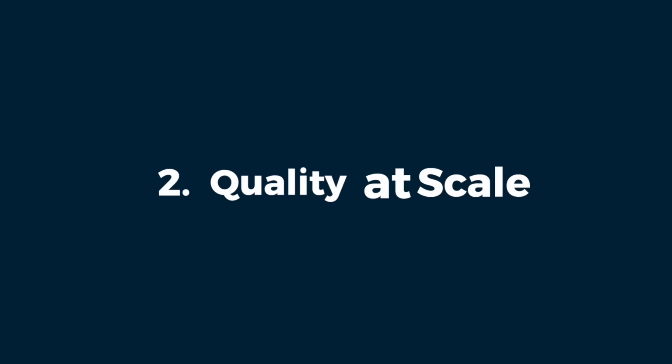Number 2 is quality at scale. Quality at scale is not just fast code, it is actually production ready enterprise quality code, which you get with extended thinking. No other platform I've used, I'll be honest.